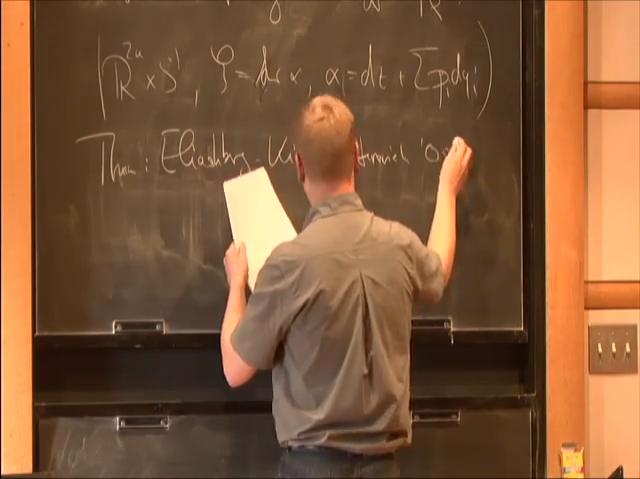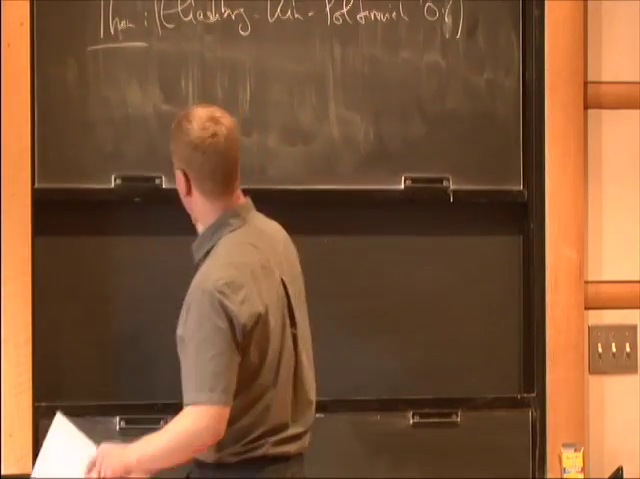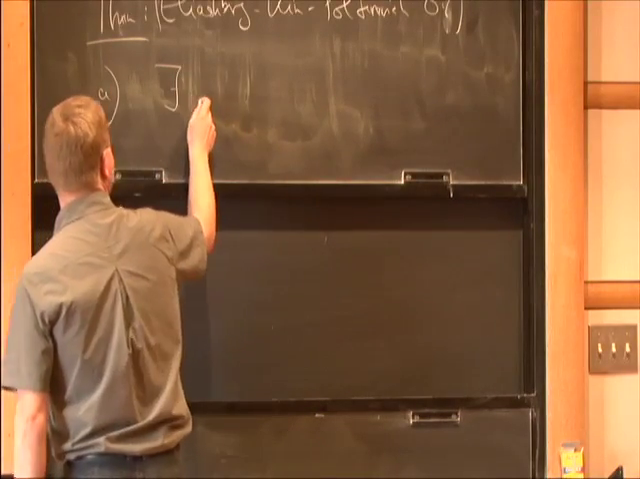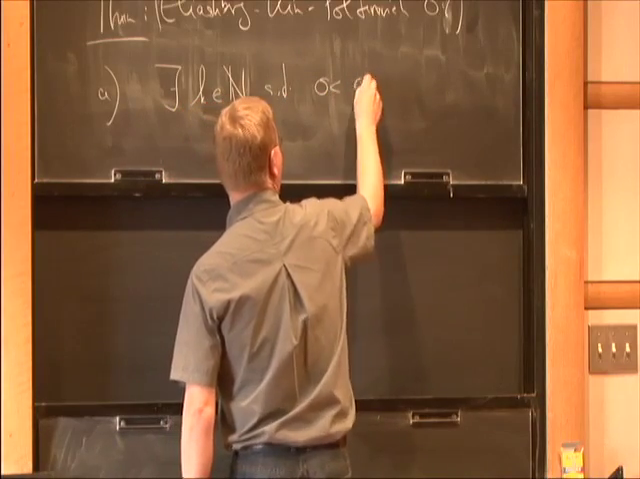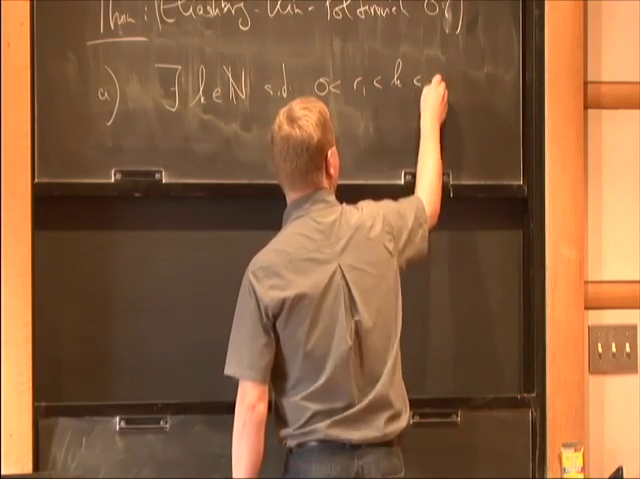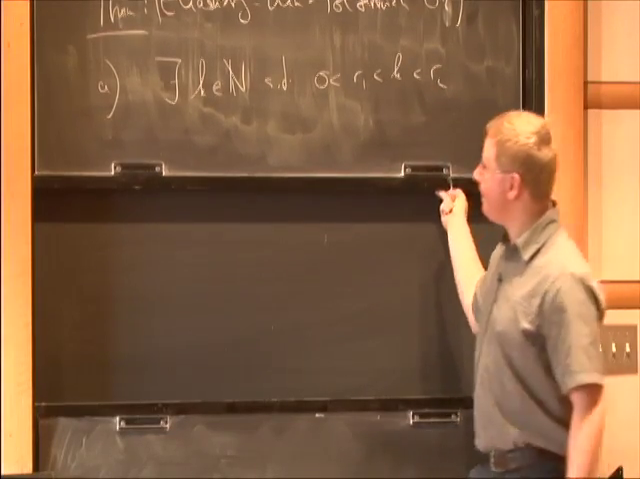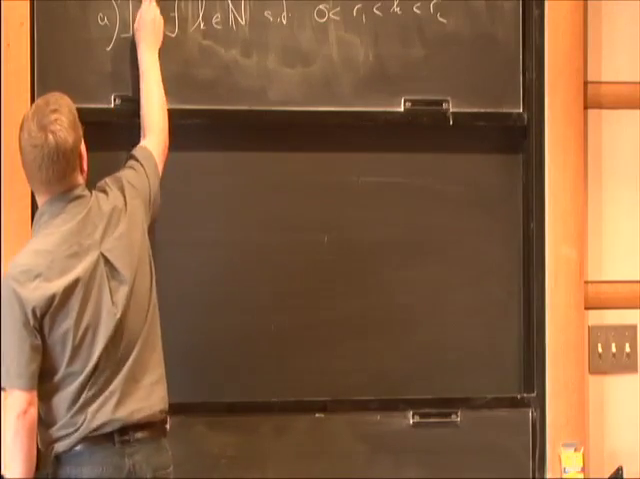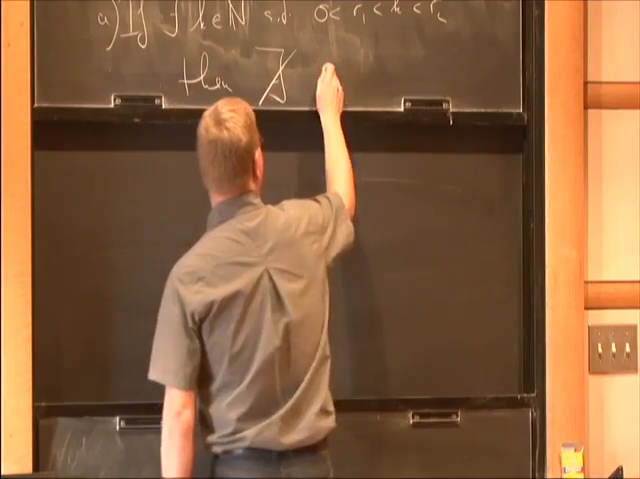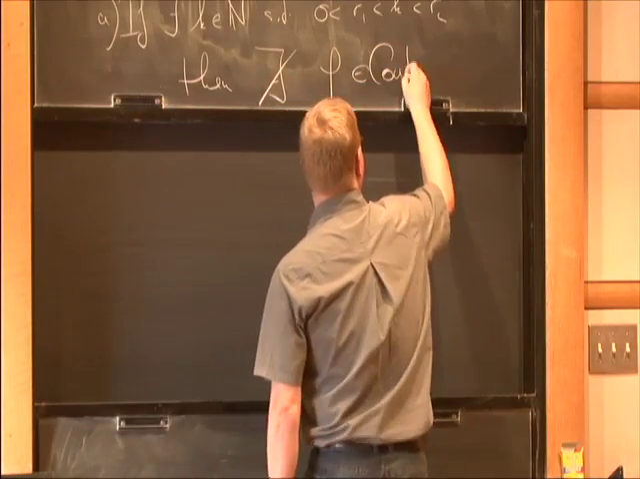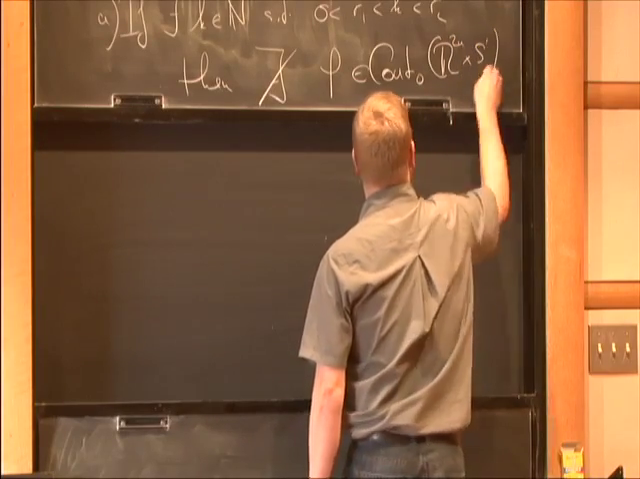From 06, which tells you the following. The first statement is, if there exists a natural number such that your two radii, R1 and R2, are separated by this integer, then there exists no phi in Cont_0 of R^{2n} × S^1 mapping the big ball.